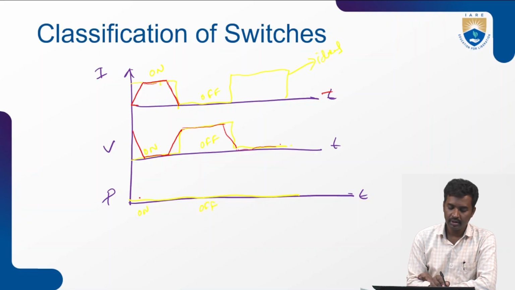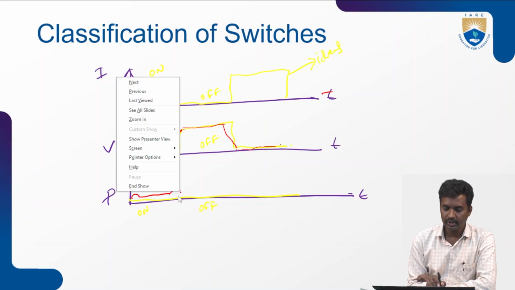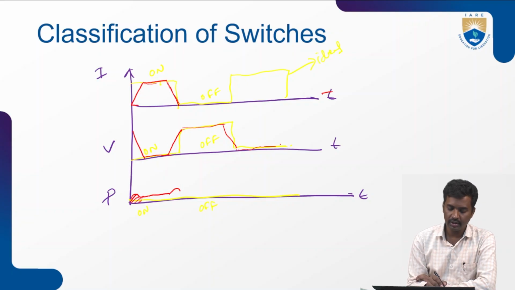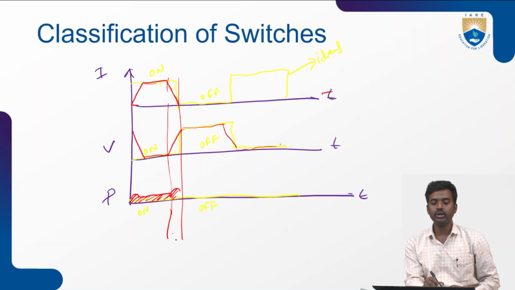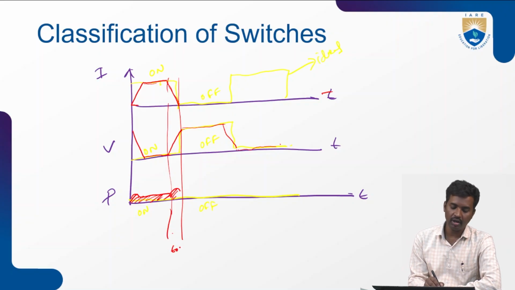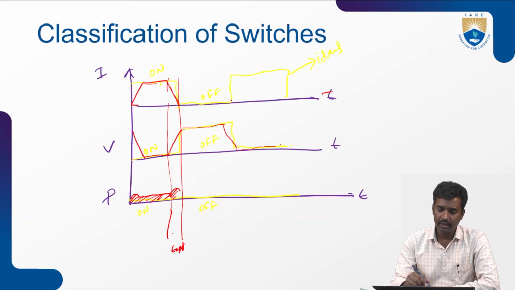So now here, this is the power. Voltage into current is known as power. So here this is the switching time, from turn on to turn off. So T on, T off. Here it is also the same, increasing, and now here it is decreasing. So this time is known as T off.